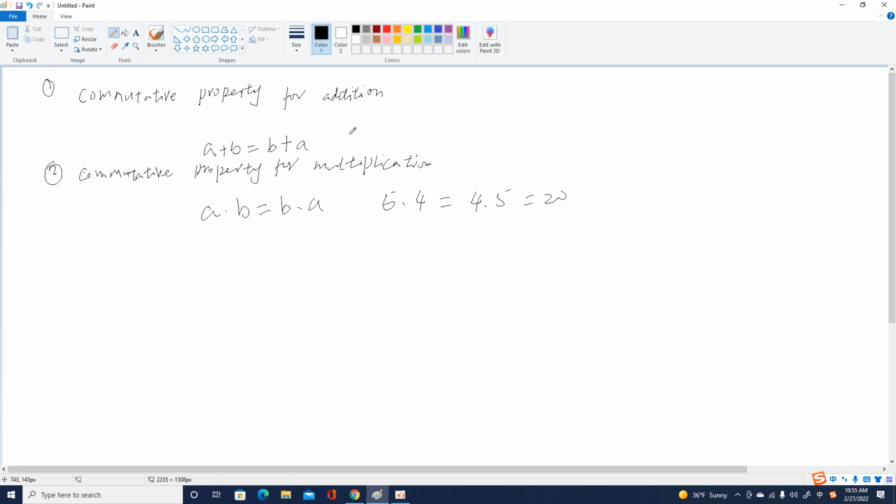I can also give you an example for the commutative property for addition. For example, 2 plus 3 equals 3 plus 2, because both of them equal 5.